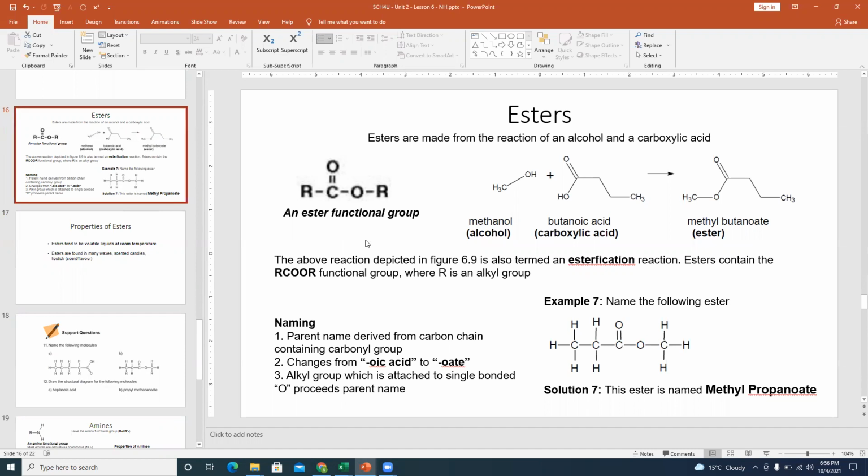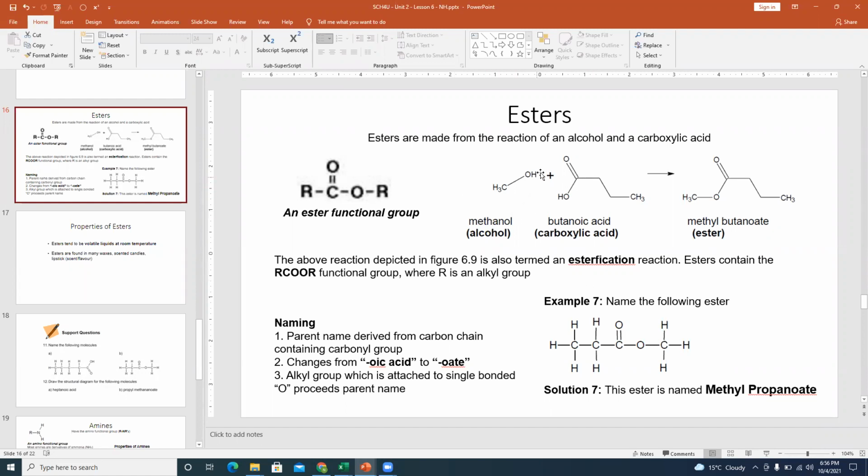Esters have this functional group that also falls in the middle of a molecule. So on this side, you're going to have some alkane group, some parent chain, and the rest of the parent chain is on this side. And in the middle, you have what looks like a carboxylic acid, except that instead of an H being present here, there's the rest of the molecule. And these are made by the reaction of an alcohol and a carboxylic acid.